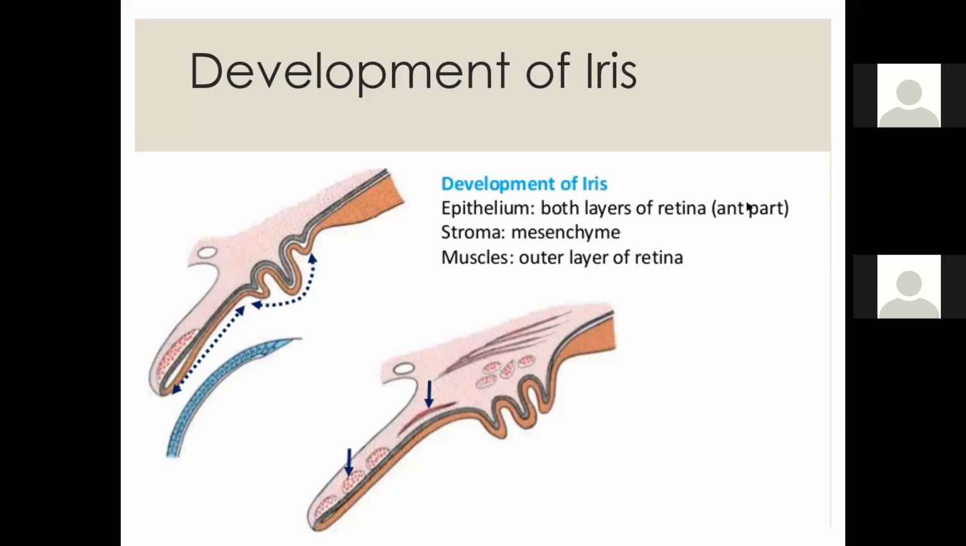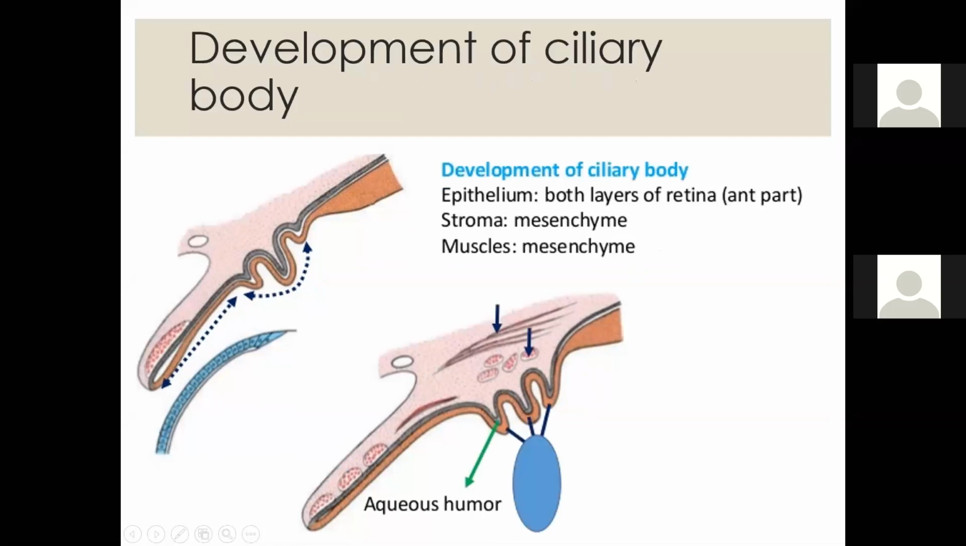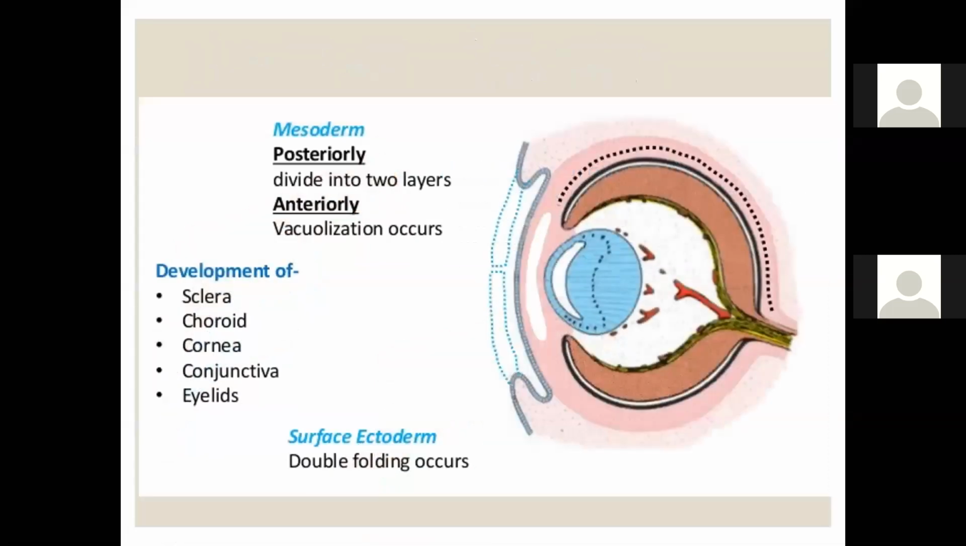So there are three parts to the development of the iris: the anterior and posterior parts from the retina, then the stroma, and ultimately the muscles, which are also coming from the ciliary body we have just discussed. This is development of the lens. You can see that anteriorly the lens has a gap, but this gap will ultimately be filled by these growing posterior fibers.